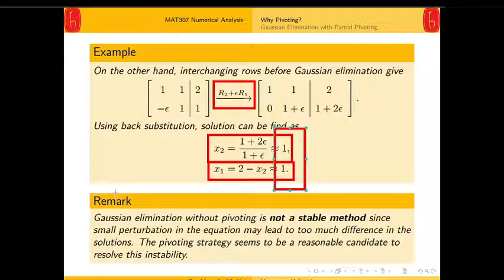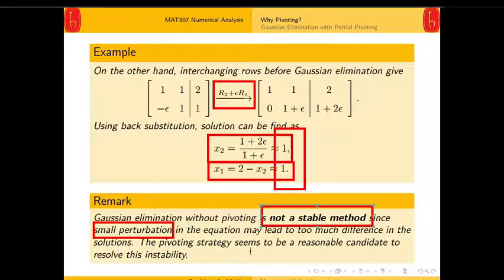Okay, so now a remark will follow. Gaussian elimination without pivoting is not a stable method. By small perturbation we mean we deviate the problem data by something small like epsilon. So it was 0, but in the perturbation we get negative epsilon instead. A small perturbation in the equation may lead to too much difference in the solutions. For this reason we say Gaussian elimination is not a stable method.